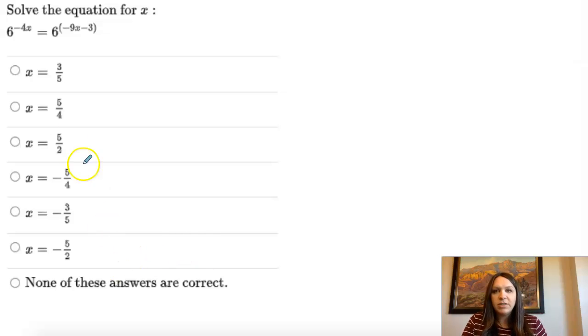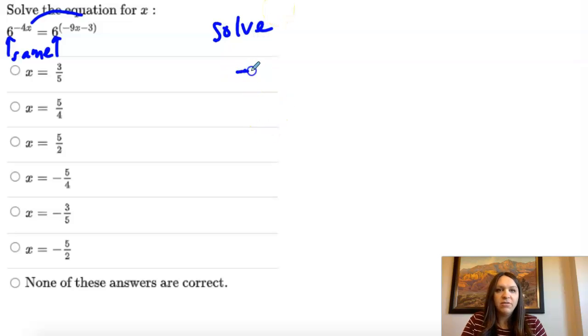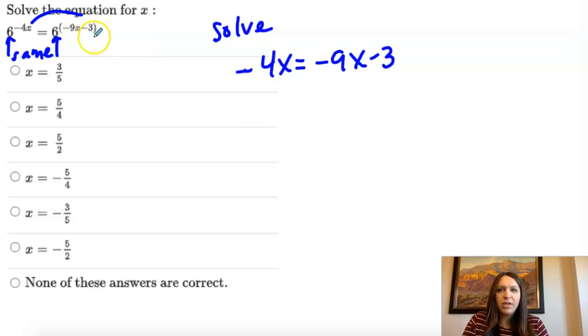So I'm going to start with this one, where our base values are the same. So see how we have 6 to the power of something and 6 to the power of something? Once the bases are the same, then we just solve the exponents. So I have negative 4x equals negative 9x minus 3. And I can drop the parentheses because it's no longer an exponent.